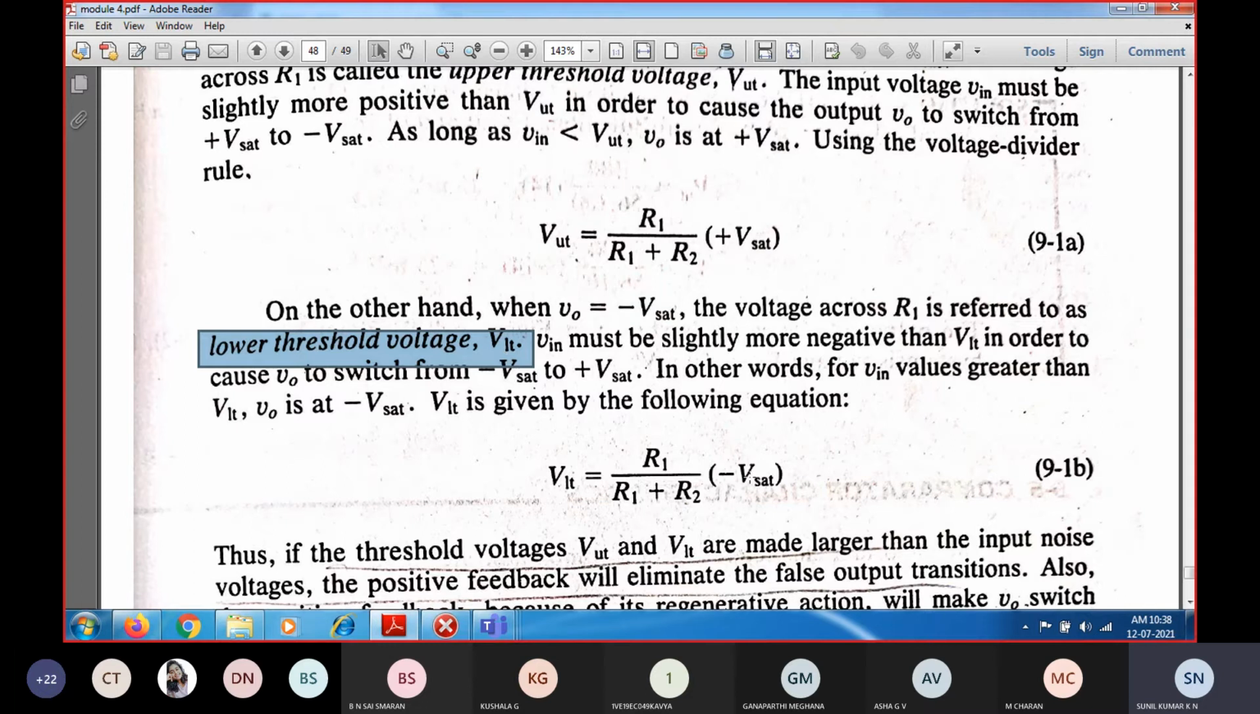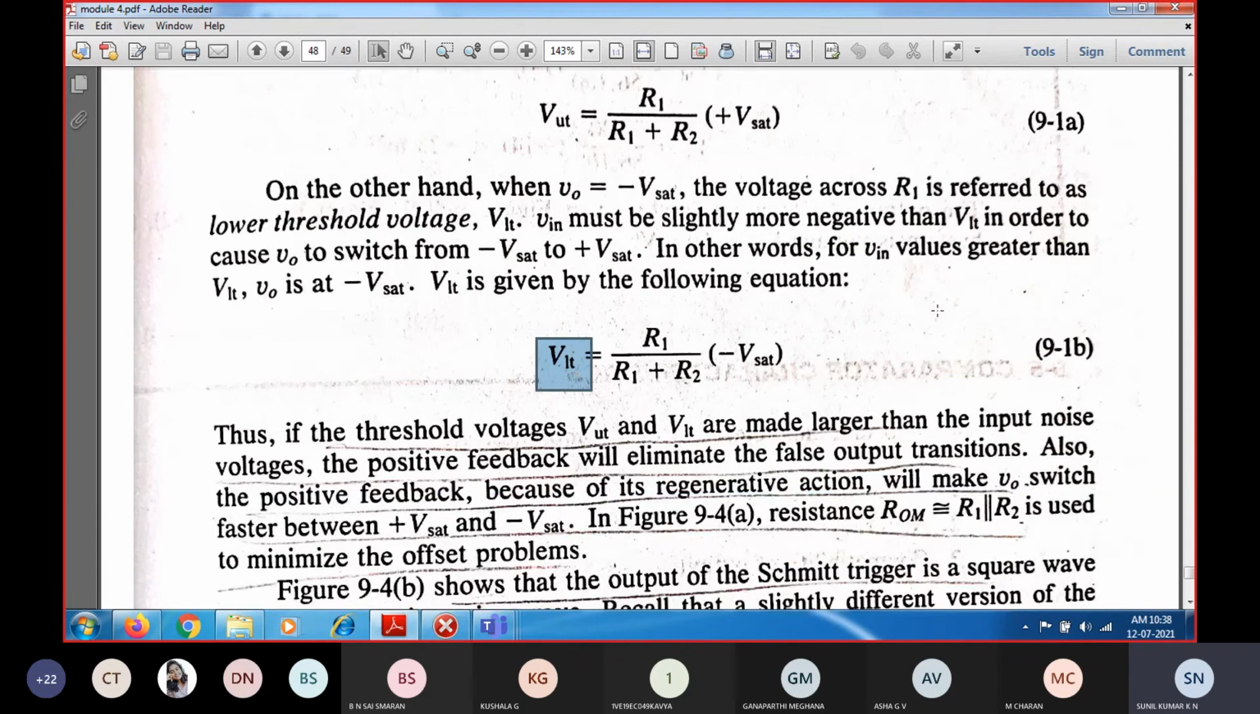The only thing is how you are going to design. When you are designing, the output voltage will be in negative saturation at that time. So we have to take that as the reference voltage for this lower trigger point. The upper trigger point will be positive and for the lower trigger point you will get a negative reference voltage.